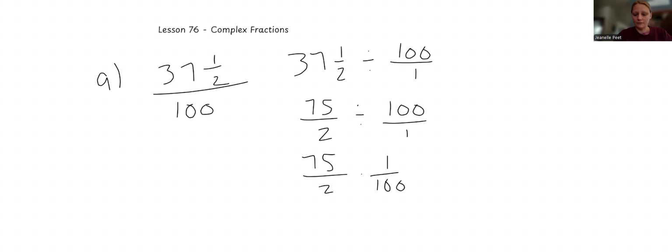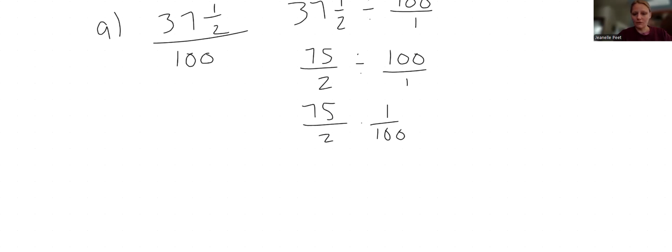So what I have now, and I can cross cancel to make my number smaller. Divide both of these by 25. I can get 4 here and 3 here. 3 times 1 is 3. 2 times 4 is 8. So my answer would be 3/8.